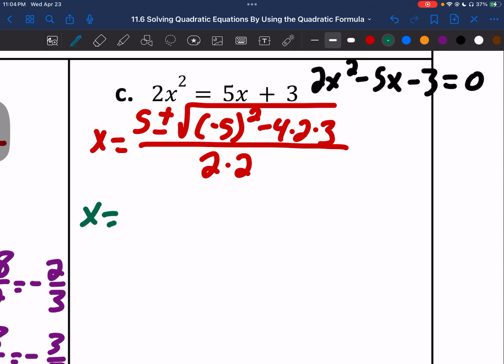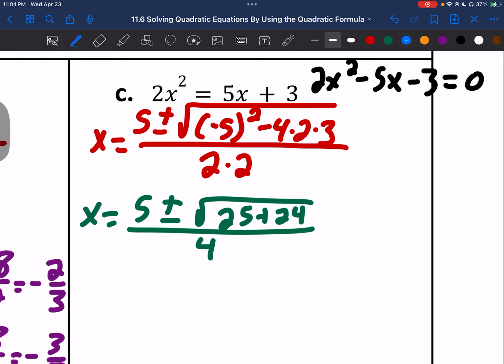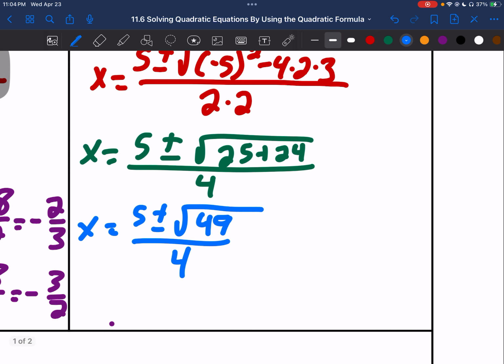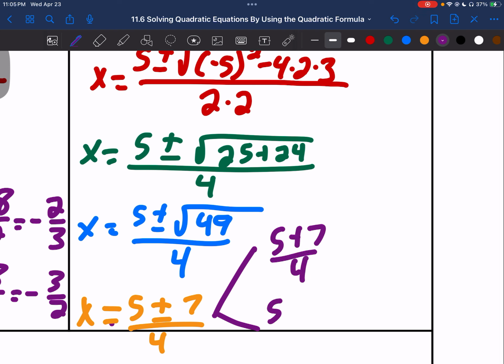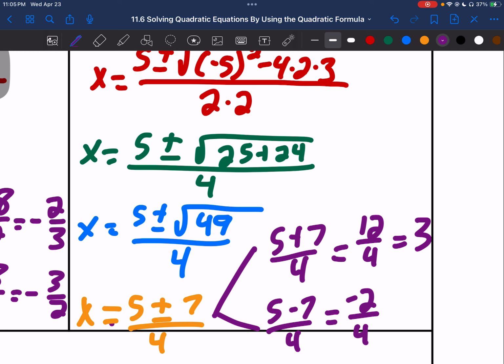So my second step, we have 5 plus or minus the square root of 25 plus 24, all over 4. Simplify inside the radical, 5 plus or minus the square root of 49 over 4. x is equal to 5 plus or minus the square root of 49, which is 7, over 4. And then we break it apart. We have 5 plus 7 over 4, 5 minus 7 over 4. So we get 12 over 4, which is 3. We get negative 2 over 4, which is negative 1/2.